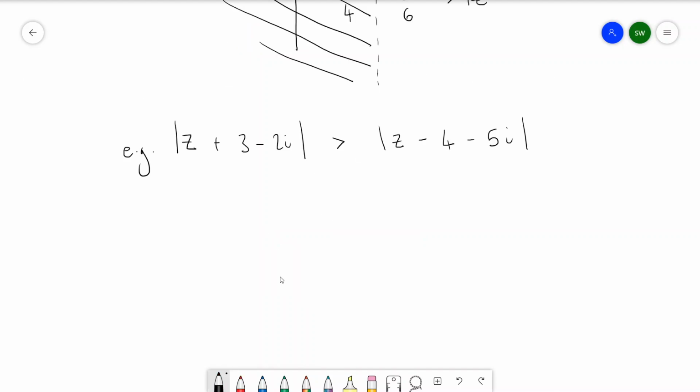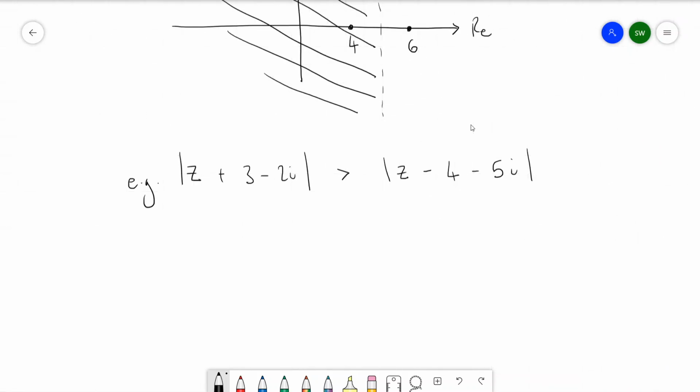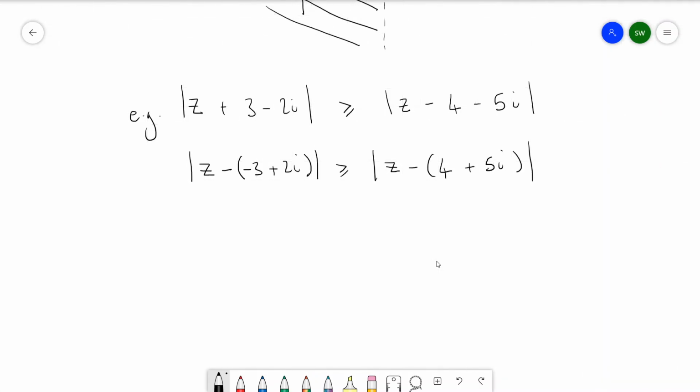I just wanted to quickly show you, because this is quite a simple example, a slightly more complicated example. Let's say greater than or equal to, actually. So this time we're going to have to write inside the modulus symbol, we're always going to write it as z minus some complex number, and we're going to do the same inside the modulus on the right hand side. And then inside the bracket we're going to need minus 3 and plus 2i, and in this bracket we're going to need plus 4 and plus 5i. So this says the distance between z and this complex number here is greater than or equal to the distance between z and this complex number here.